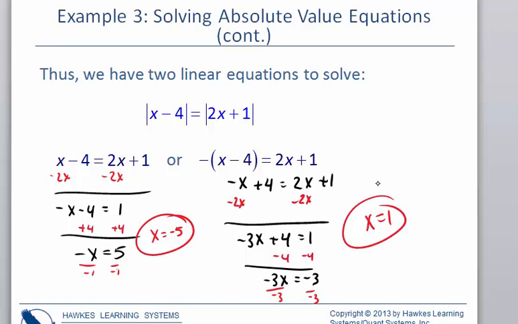Now again, you need to check to be sure that both of those are solutions to the original equation. And so you would want to plug in the -5 into the original problem, make sure it gives you a true statement, and also plug in the 1 into the original problem and make sure that it gives you a true statement. If both do, then both are solutions to the linear equation.